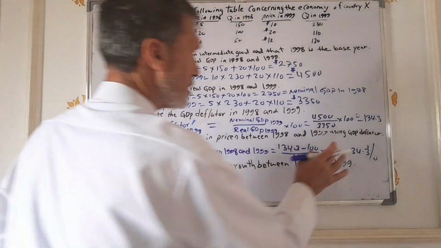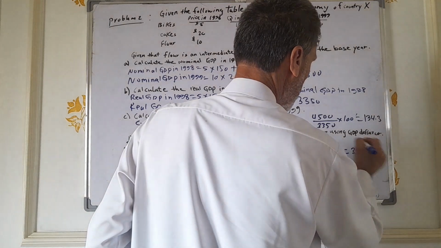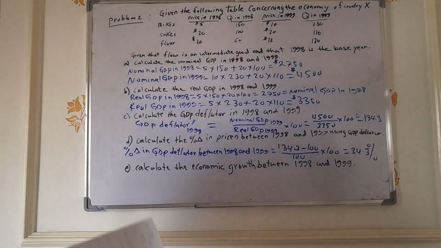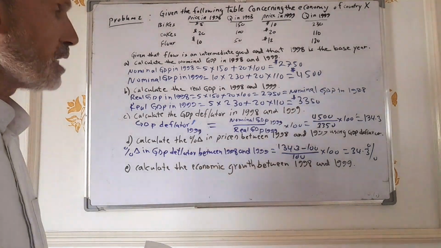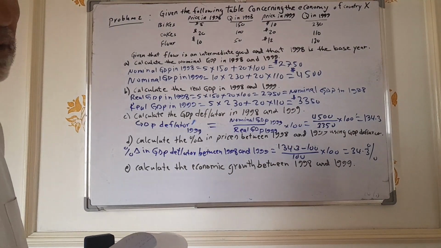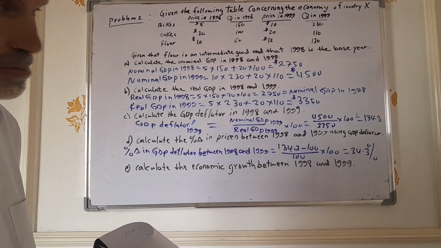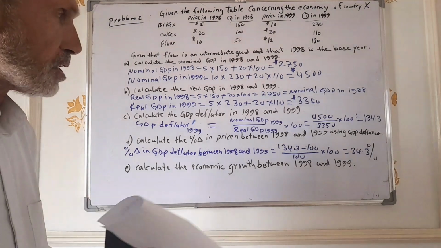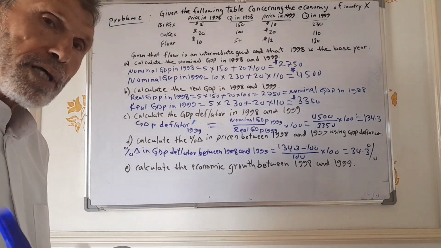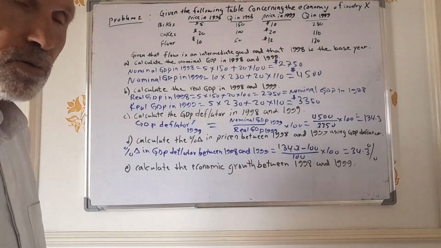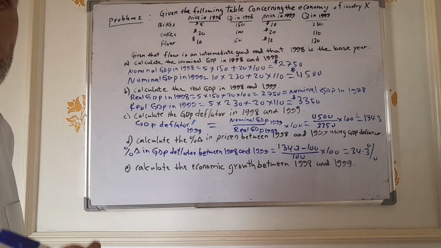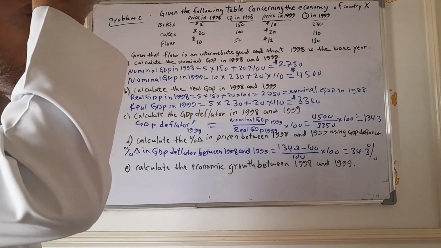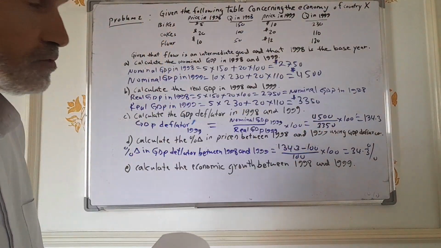That's what you get here, 34.3%. So, as you can see, the change in prices between these two years is equal to 34.3%. What does that mean? The interpretation of this is that what cost $1 in 1998 now, in 1999, costs $1.343, an increase of 34%.